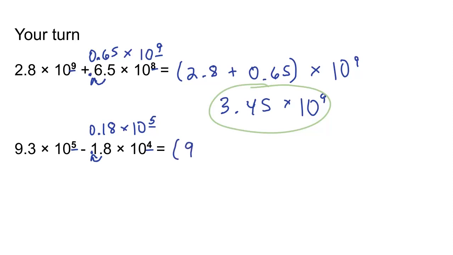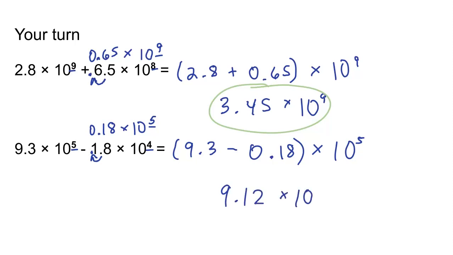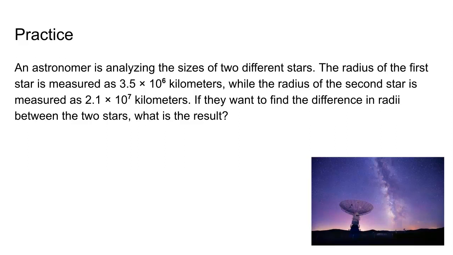So that gives you 9.3 minus 0.18 times 10 to the 5th power. And 9.3 minus 0.18 is 9.12 times 10 to the 5th power. And that's the final answer. Now it's time for more practice.